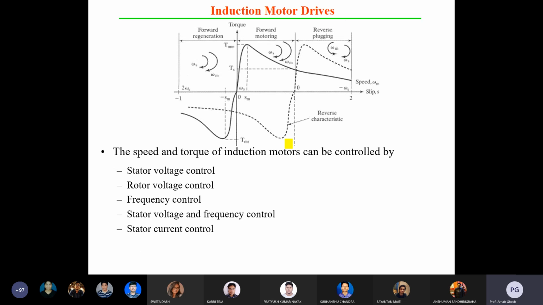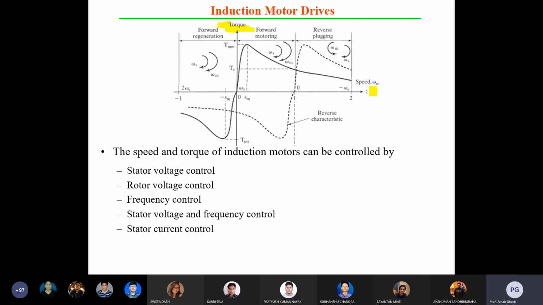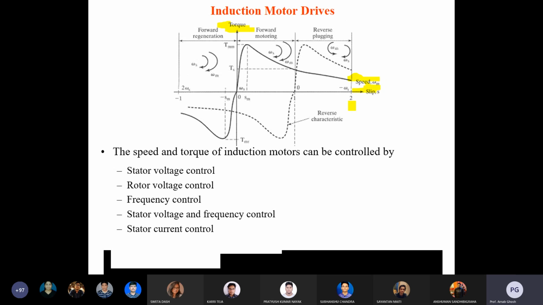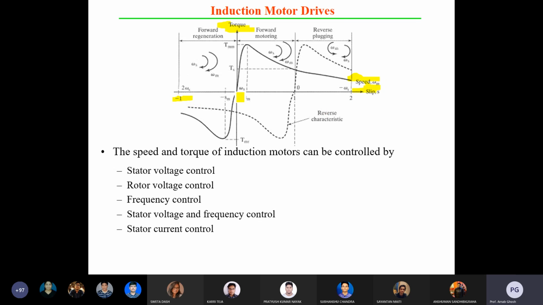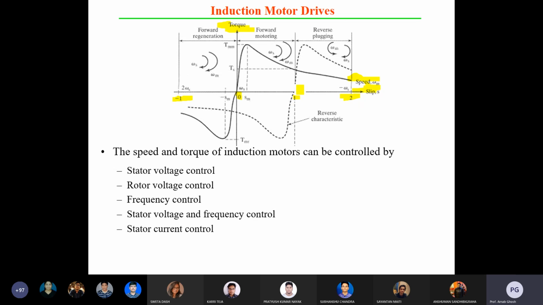In the case of induction motor drives, you can see the torque-speed or torque-slip characteristics. Torque is on the y-axis, and slip or speed is on the x-axis. Now you can see the slip is varying from -1 to 2, with points at -1, 0, 1 and 2.